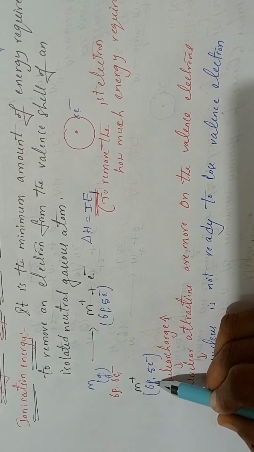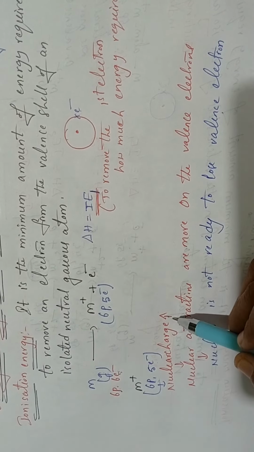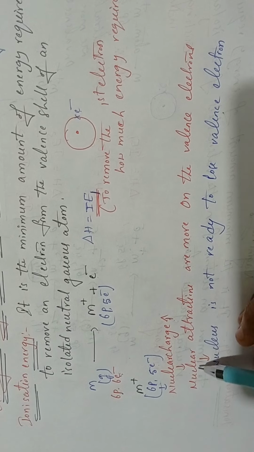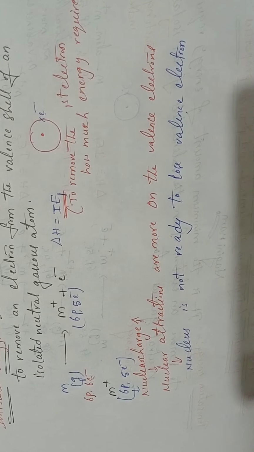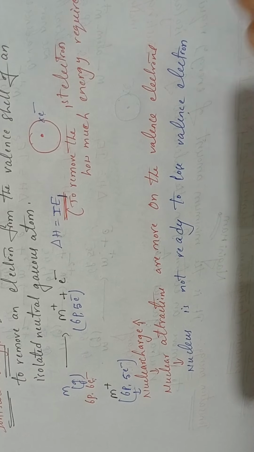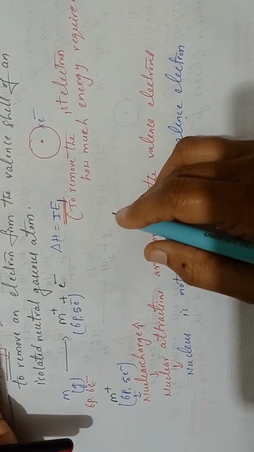So that's why here, 6 protons, 5 electrons, the protons number is more, that means nuclear charge is more. Whenever nuclear charge is more, nuclear attractions are more on the valence electrons. So that means the nucleus is not ready to lose valence electrons. That's why here more energy is required.